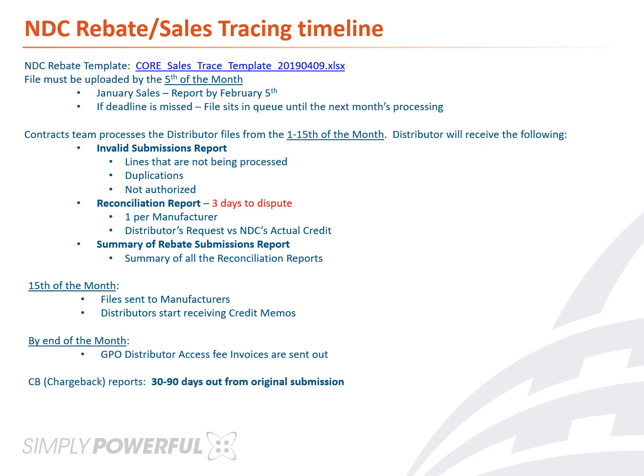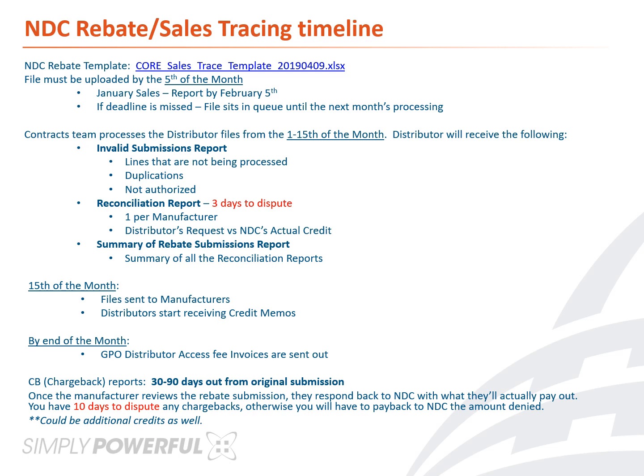After the manufacturers review the rebate submissions, they respond back to NDC with a chargeback report. This typically can take between 30 to 90 days. Once NDC sends you the report, you will have 10 days to dispute. Let us know if you need help with these. NDC will help you fight for your legitimate rebates. We'll walk you through the details of these as we continue through this session.